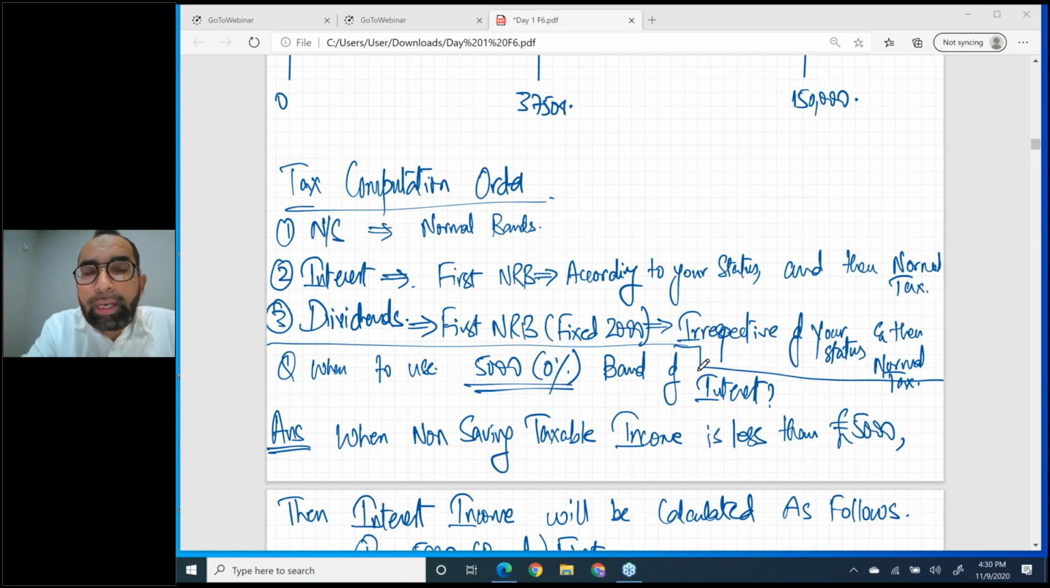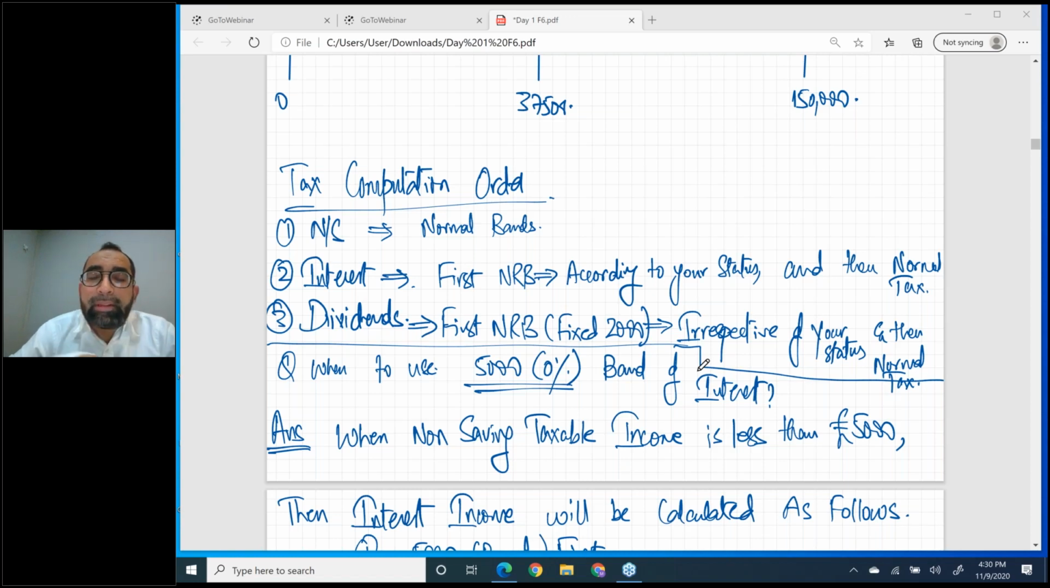Now how to calculate tax on dividends? For dividends, always use NRB first, and this NRB is fixed. For dividends, NRB is fixed irrespective of your income. For dividends, first you do NRB and then normal tax, and this NRB of 2,000 is fixed, right?